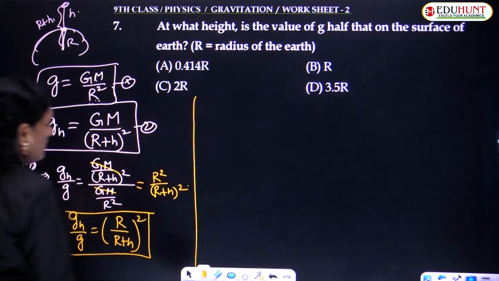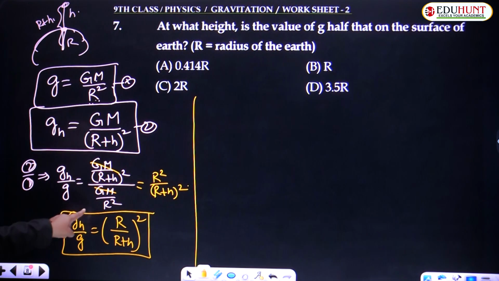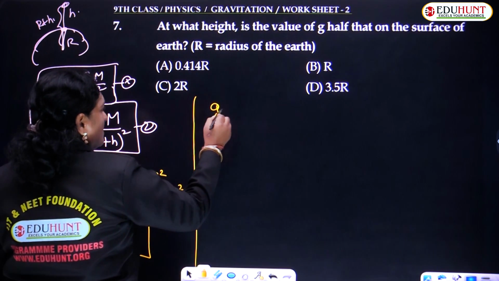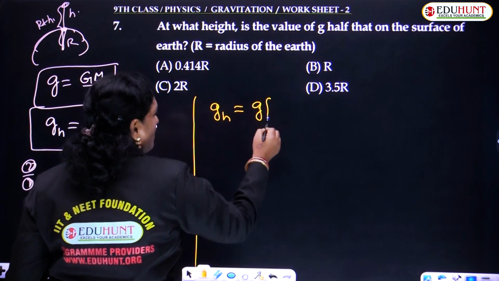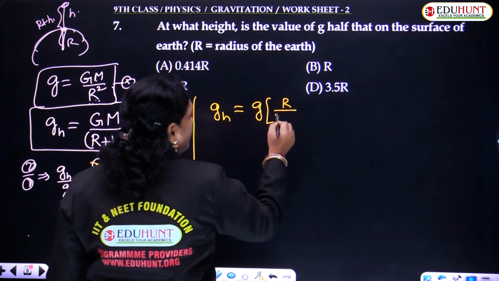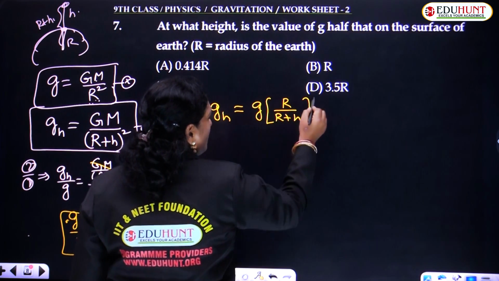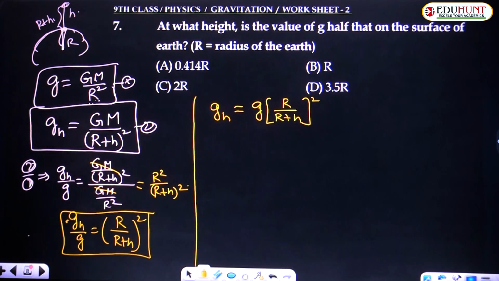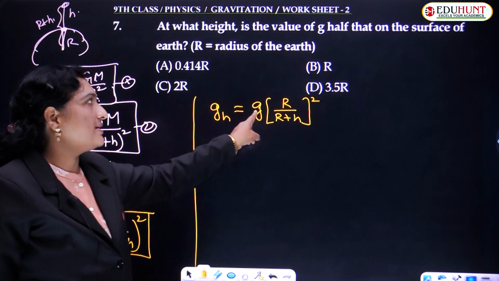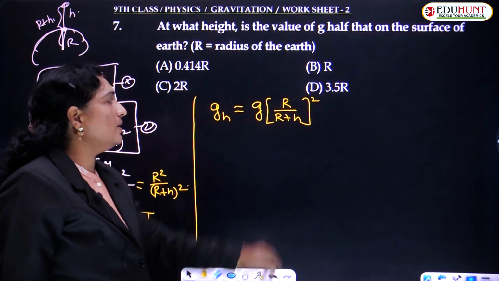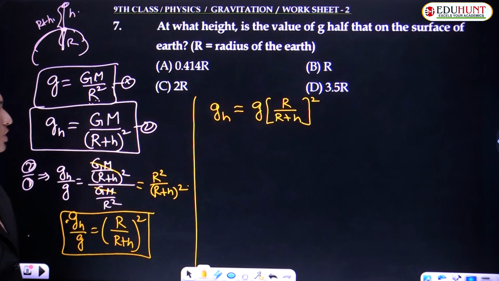So this is your value. And you are asked to find out the value of gh. In order to find gh, bringing this g to the other side, gh is g times (R by R plus h) whole square. That's it. This is the formula. Acceleration due to gravity at a certain height h is acceleration due to gravity on the surface of the earth upon R times (R plus h) whole square.